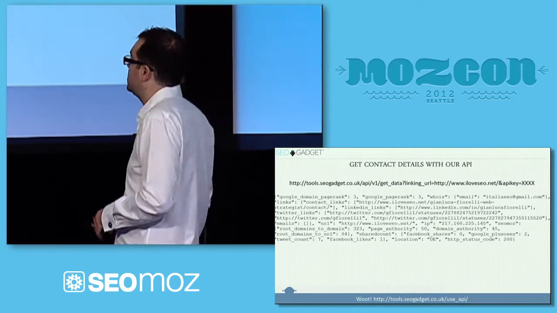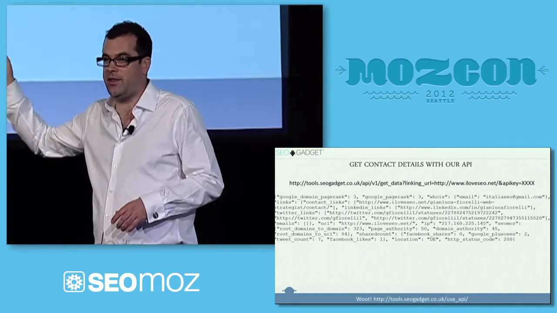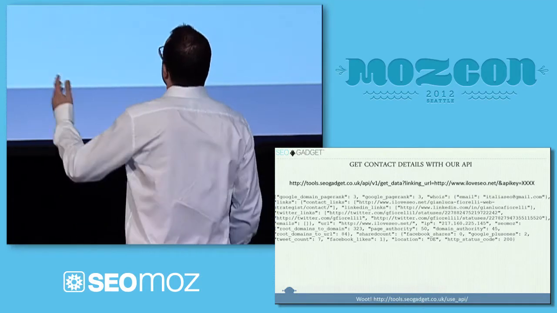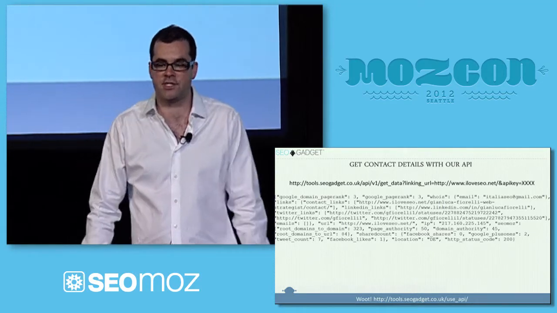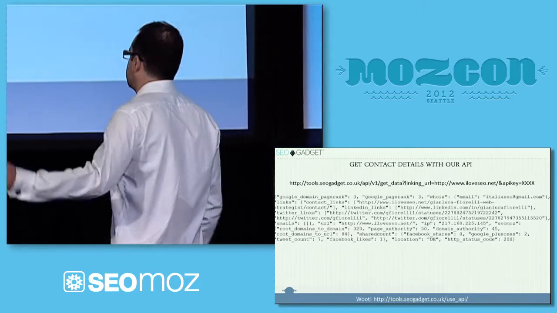Go to tools.seogadget.co.uk/use_API. And look, actually, some of the stuff in that data looks pretty familiar. You've got Google PageRank on the domain, you've got the whois details, you've got the contact URL. There's a load of really interesting and useful data that you can use to be better at SEO, analyze your links faster, and all of that stuff.